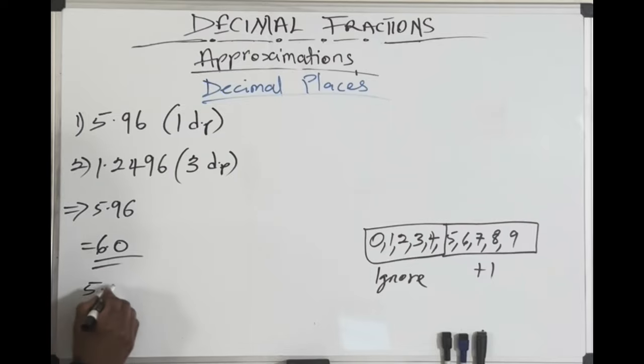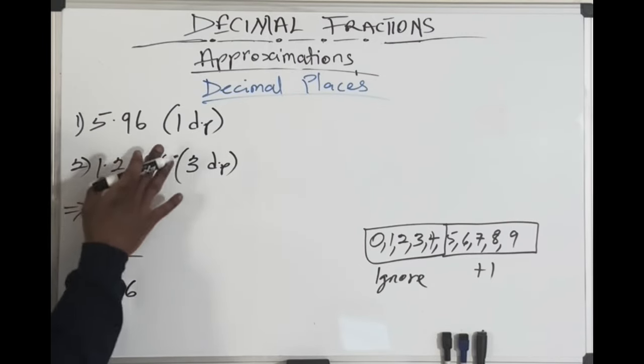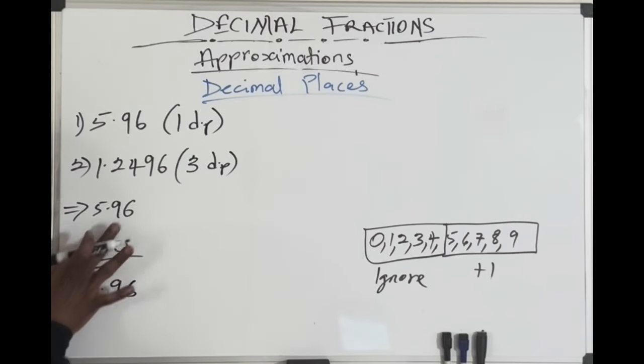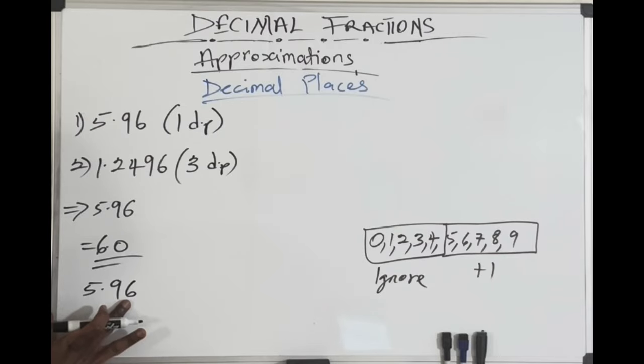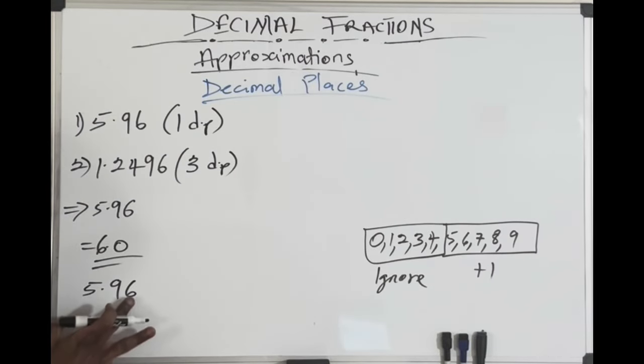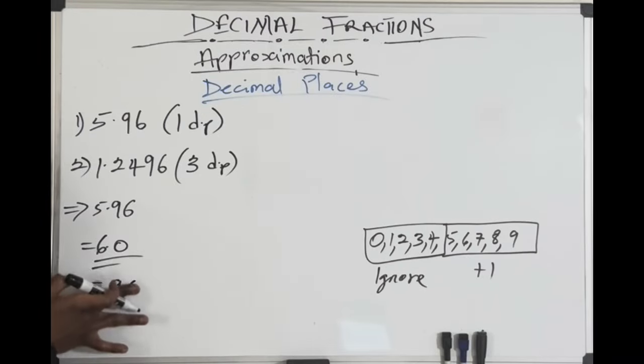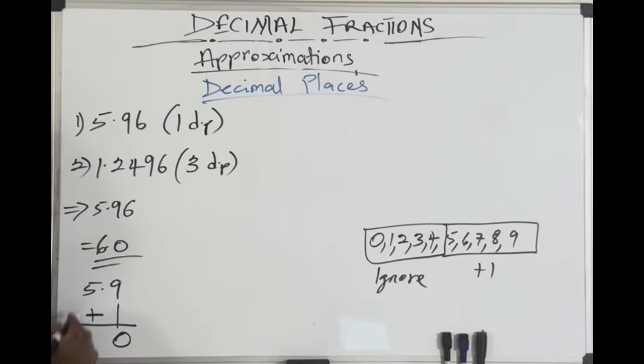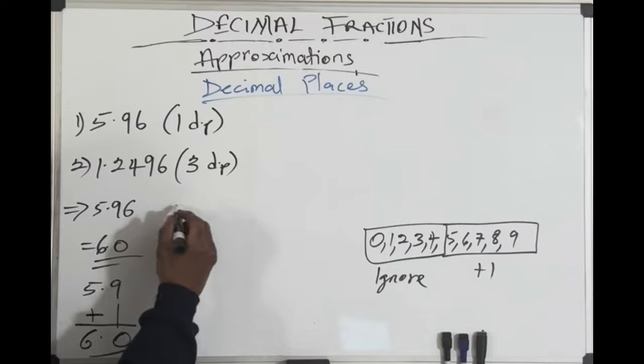So 5.96. We are told to change to one decimal place. The next number, which is 6, falls in the add range, so we add 1. The 9 is cleared and turned to 0 with a carry of 1; 1 plus 5 is 6. That's how we had it. So let's use the same method for this.